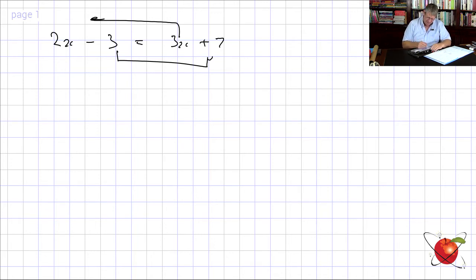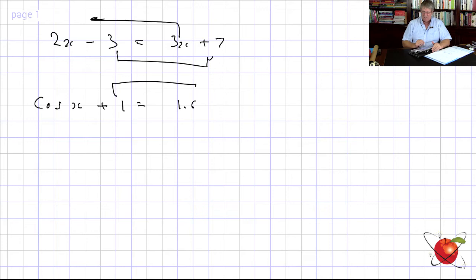In this case, we're going to have cos x plus 1 equals 1.6. Solve for x. Okay, guess what? The 1 goes over to the other side. Therefore, we are left with cos x equals 1.6 minus 1, which is 0.6. Right, cos x is that.